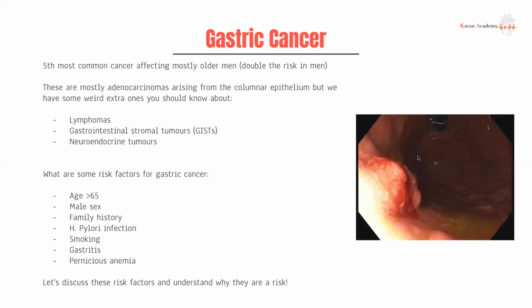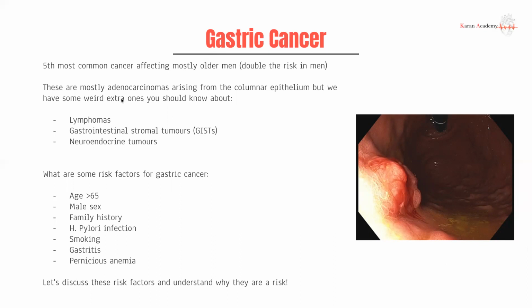Now, gastric cancer, as you can see on the left here, is a nice pretty lesion eroding into the lumen, and is the 5th most common cancer. It mostly affects older men, and the risk of gastric cancers is double in men compared to women. These are mostly adenocarcinomas from the columnar epithelium because that's what most of the gastric mucosa is going to be anyway. You're not going to find much squamous cell tissue here, are you?